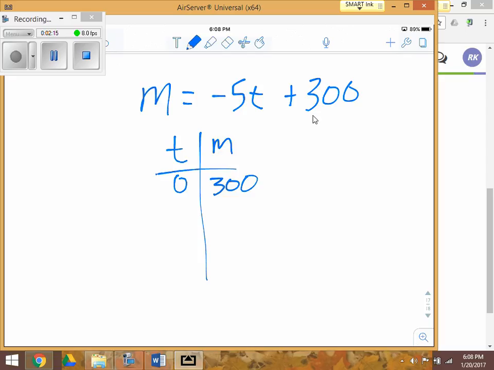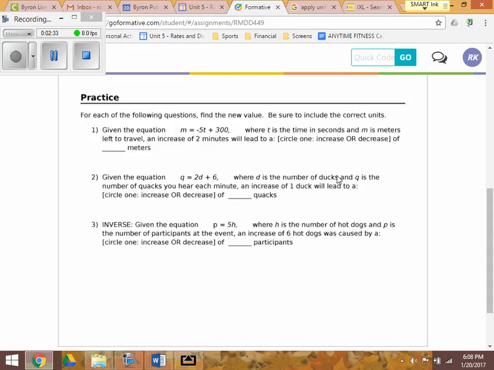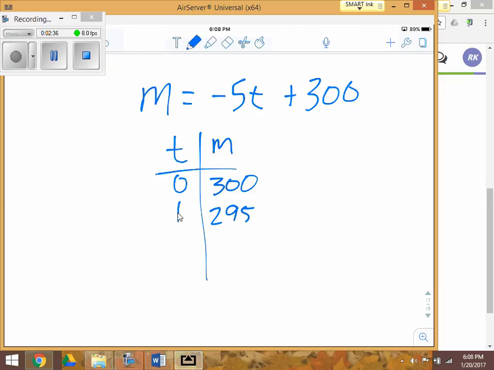All right, so now I'm going to go 1 second. So -5 times 1 is -5, plus 300. Well, -5 plus 300 is like 300 minus 5. So I will have 295 meters to go because this was in meters. All right, so that makes sense. If I walk for 1 second, now instead of 300 meters, I'm going to have 295 meters to go. As the time is going up, the distance is actually going down, like we thought.